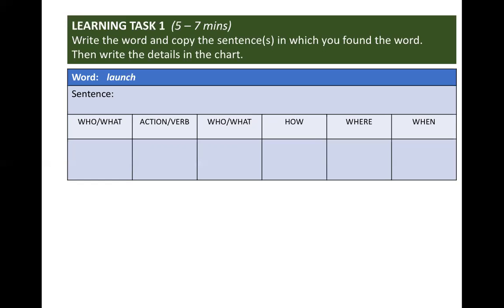So what's the next word? Launch. What was the sentence it was in? The Russians launched the world's first satellite, Sputnik 1, on October 1957. Well, what do you know? That was October 4th, which was yesterday, and that was what?